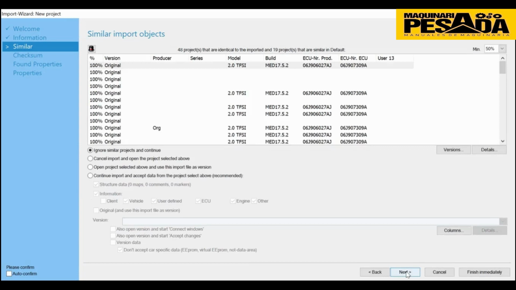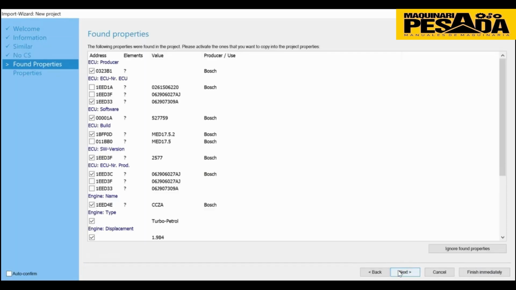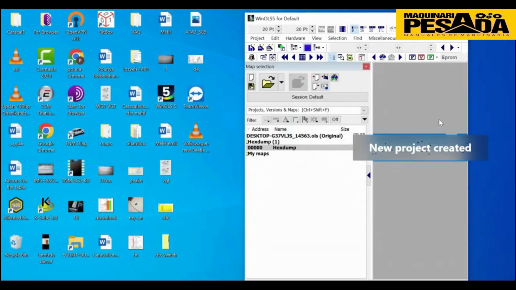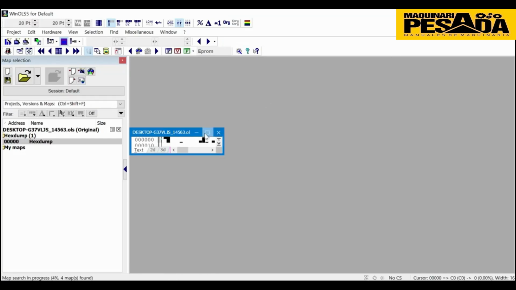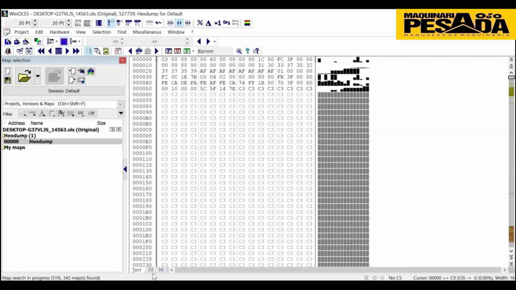Today we are going to talk about the Volkswagen new Passat with a Bosch MED 17.5 with TFSI engine. As you know, we need to load the file into the windows and wait to find some potential maps, then start for finding the maps.